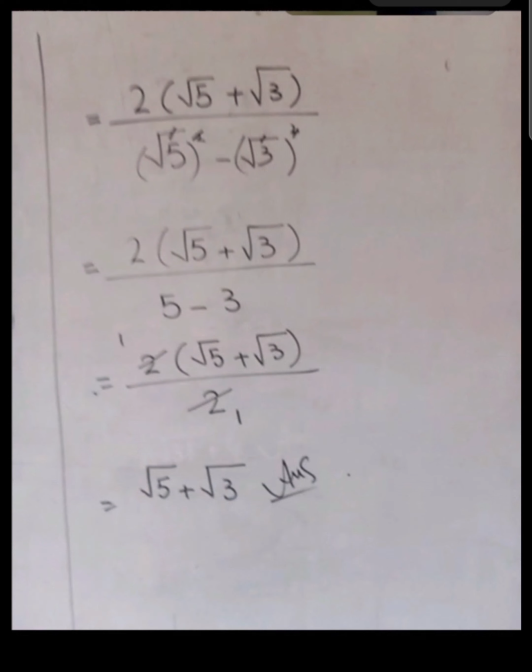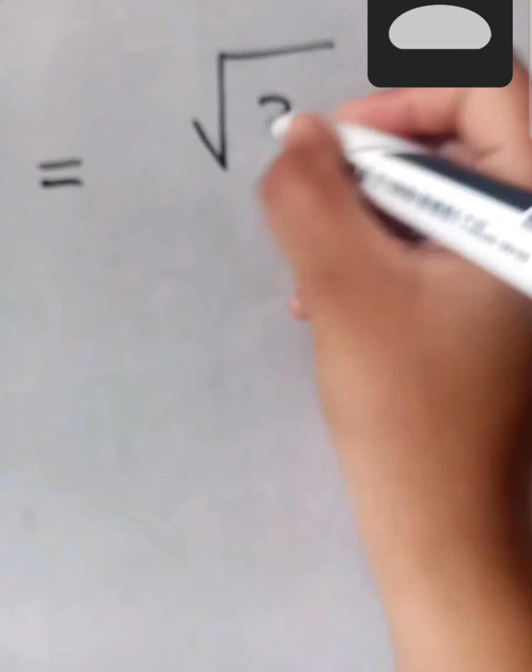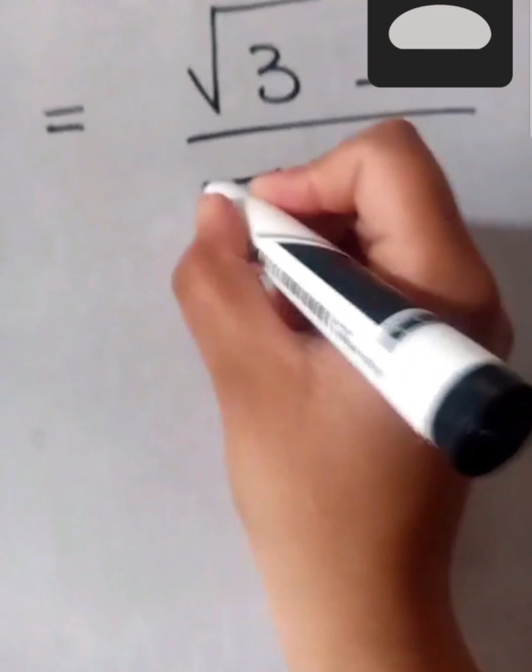अच्छा, part 7 is a little bit different than before. In part 7, under root 3 minus 1 over under root 3 plus 1. ठीक है?